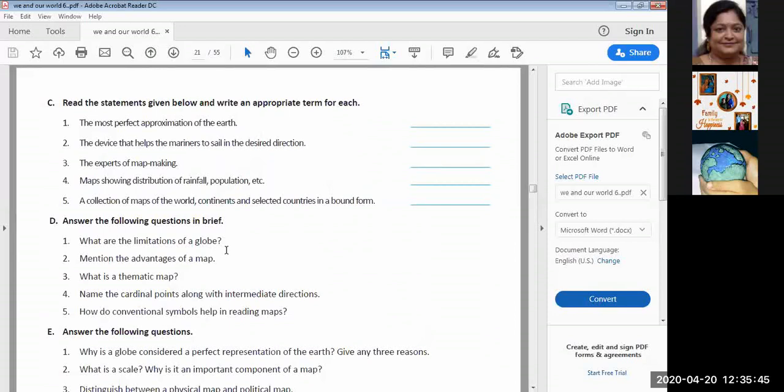Question number two, mention the advantages of a map. Number one, map can show a small area or a big area according to the need. Point number two, map can be folded, rolled and carried. Very good. Vivo, it is written, only the mobile number is there. Name is not there. Correct. So map is easy to carry, fold and can be bound in the form of a book. Very good, Mansvi. Very good answer.